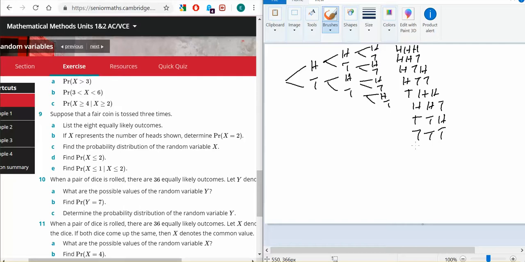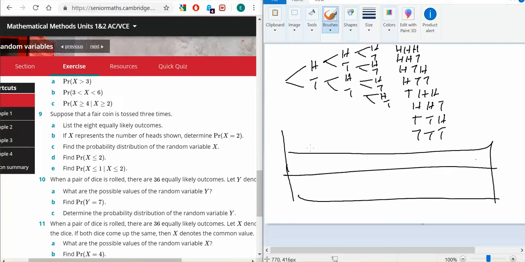Okay, so we want to let the discrete random variable X represent the number of heads. So find the probability distribution for the variable X. All we're doing is trying to draw a table for the distribution, basically. If I were to draw a table, I've got my number of heads here, which is my X, and then the probability of X equals x.